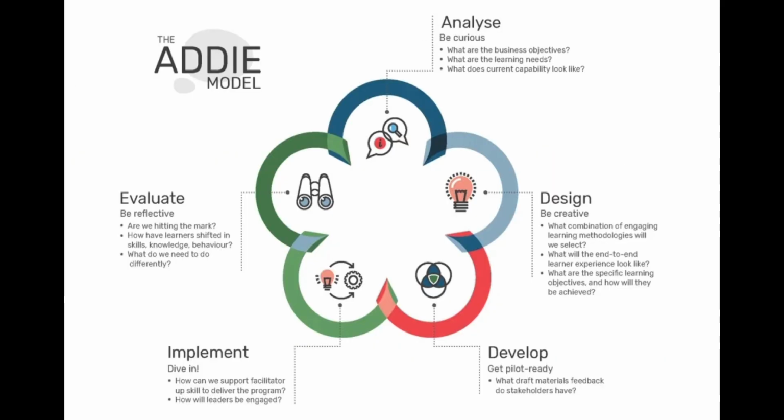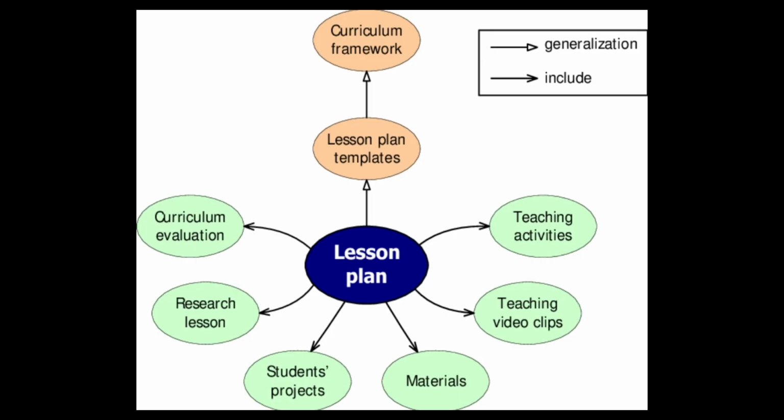Analysis phase. The first phase of the ADDIE model is analysis. In this stage, educators identify the learning problem, understand the learners, and determine the goals of the instruction. Teachers examine the learners' prior knowledge, skills, and learning environment to ensure that the lesson or training program addresses the correct needs.